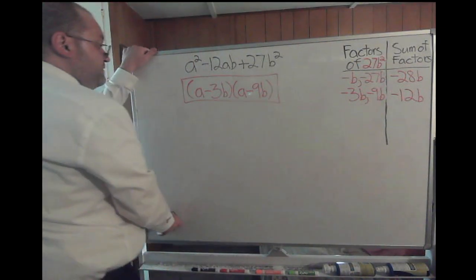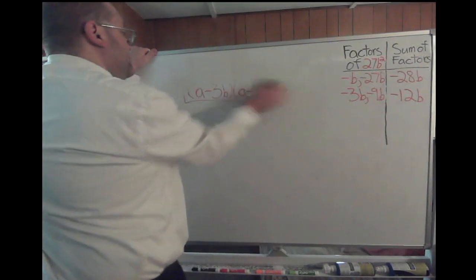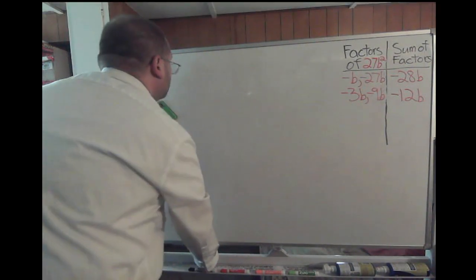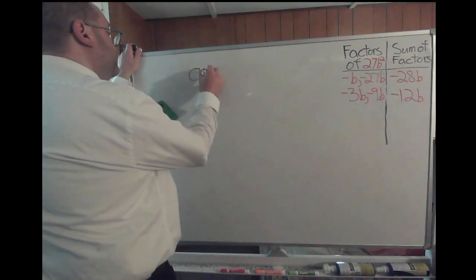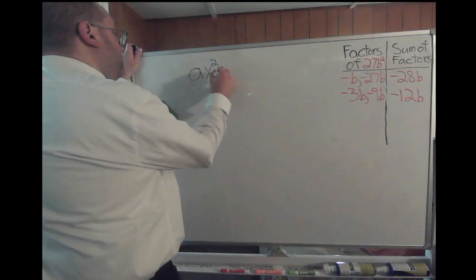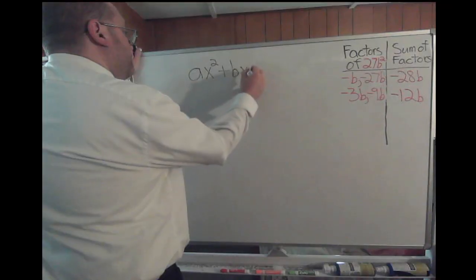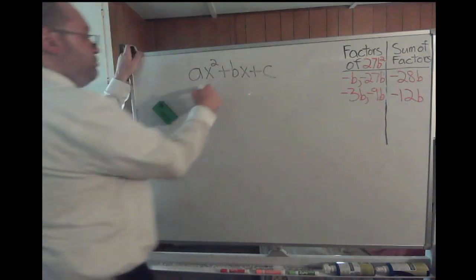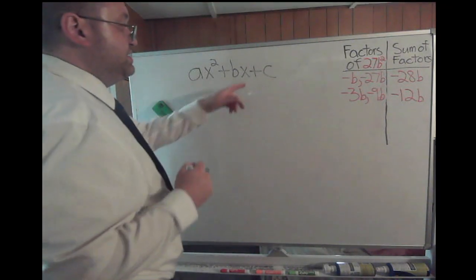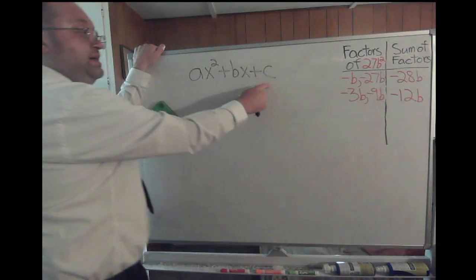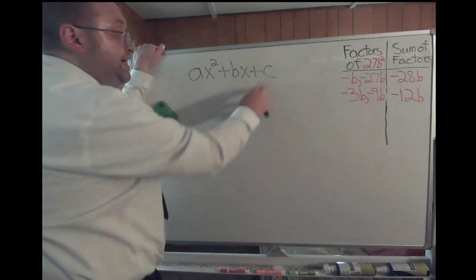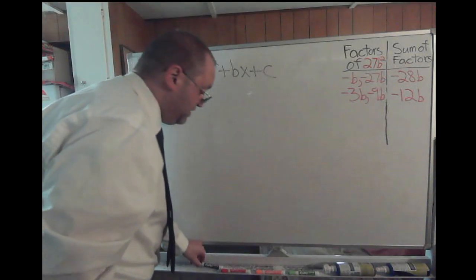So that's been it for this lesson. In the next lesson, we are going to do a similar thing, only it's still going to be in the form of ax² + bx + c like we did today. But instead of the c term, the constant term, being positive, it's going to be negative for the next lesson.